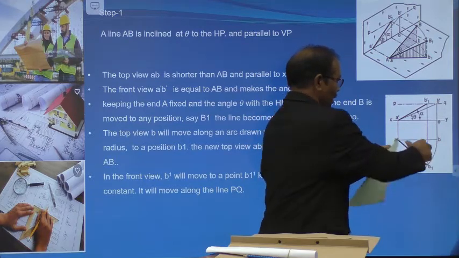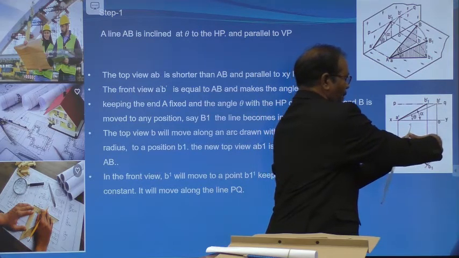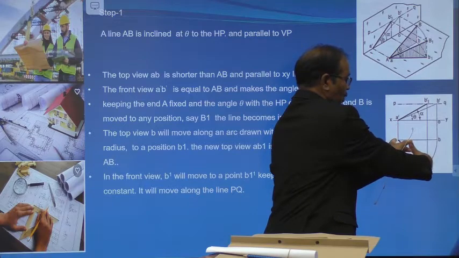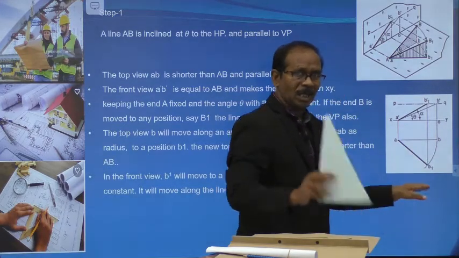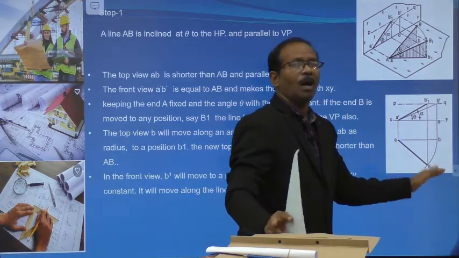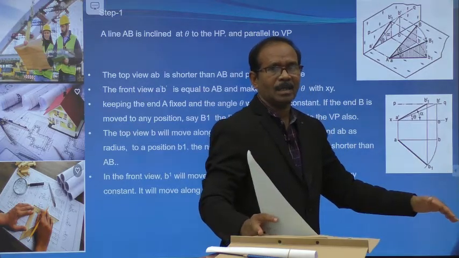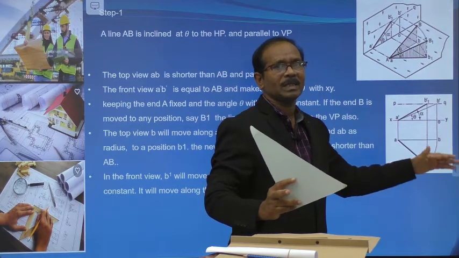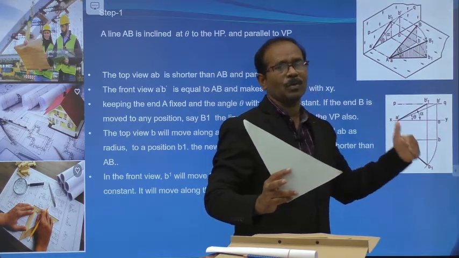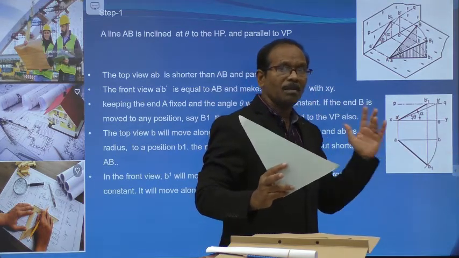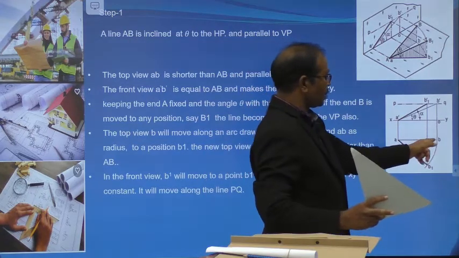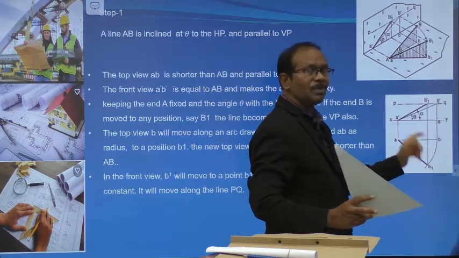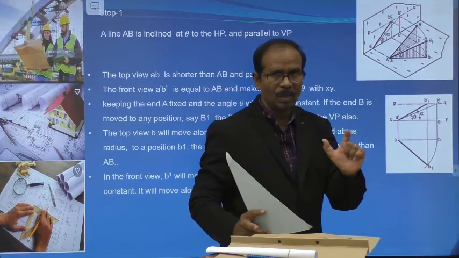AB is a length. With a compass, just rotate it to the new location. That location I will give later. How far are we going to rotate? There is a fixed line. Up to that fixed line we are going to rotate. Only remember that the present top view and the next top view have the same measurement. That point only, note down.